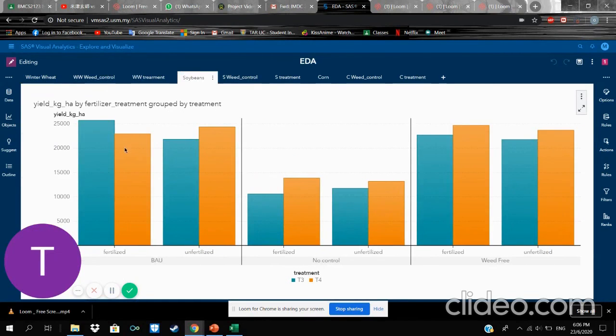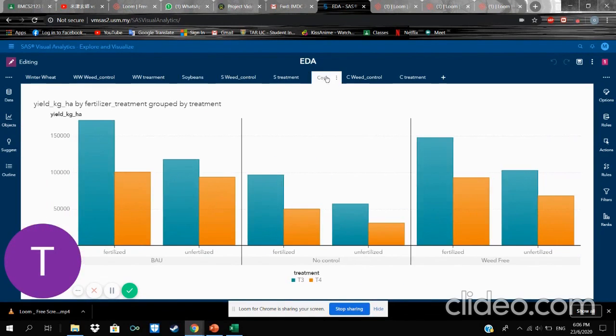As for soybean, we can also see that it is better with fertilized and T3 treatment, which is with herbicide, with the basic weed control. But we can also see that soybean is rather good with no fertilizer. Yeah, there's just a slight difference between the results. Lastly would be the corn. It is so obvious that the corn is suitable for fertilized T3 treatment and the business as usual weed control.